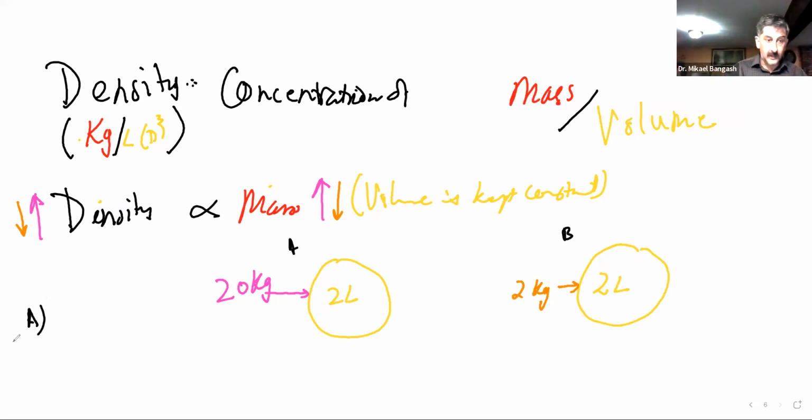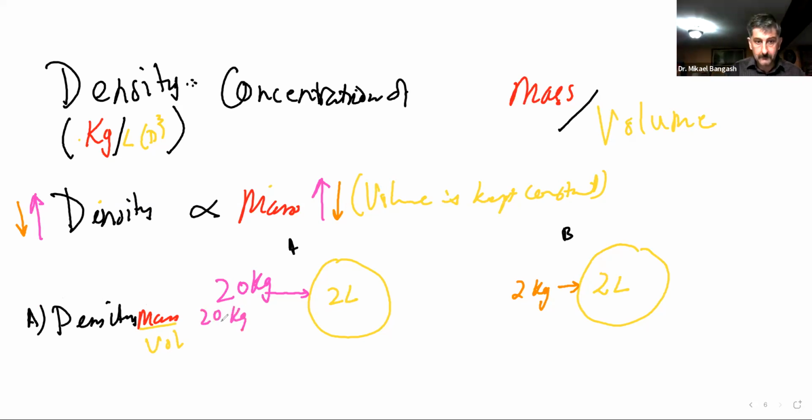Then we can say, in case A our density is going to be the mass divided by the volume. Just put in the numbers here. So that was 20 kgs over 2 liters. And when you do the math, 20 divided by 2 is 10. So our density in this case came out to 10 kgs per liter.